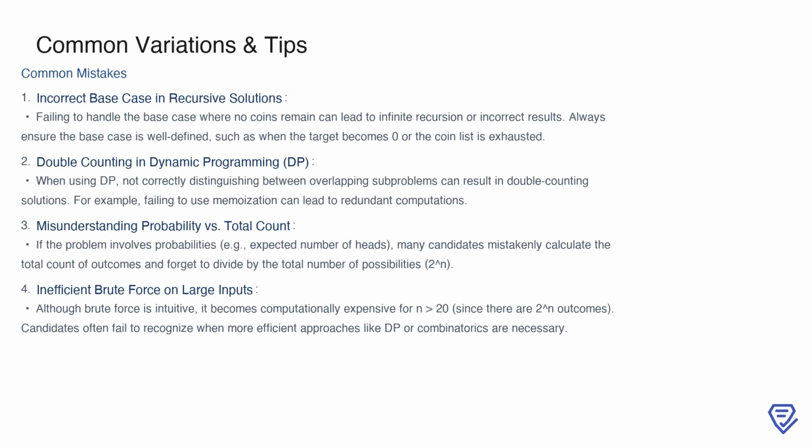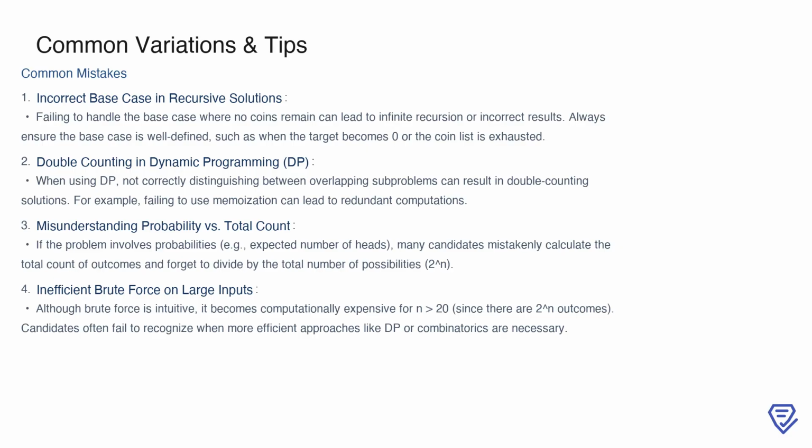When solving the toss strange coins problem, there are a few common mistakes that can trip you up if you're not careful. First, let's talk about recursive solutions. A common error is failing to define the correct base case. Without a clear base case, like when the target number of heads reaches 0 or when there are no coins left to process, the recursion can either run indefinitely or produce incorrect results.